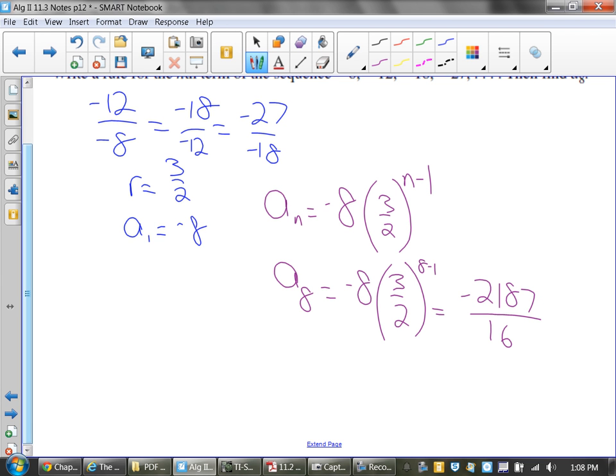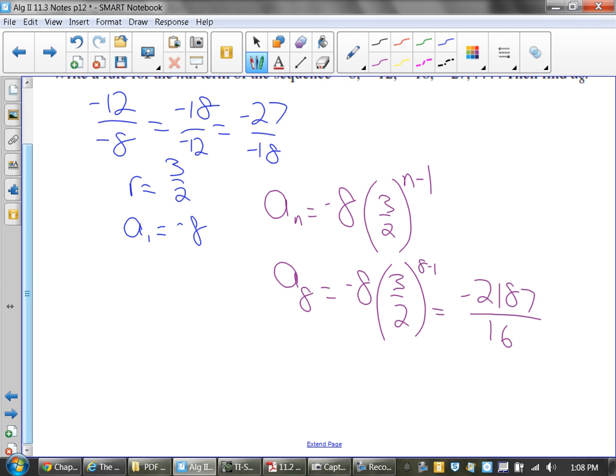Always go second over first, third over second. Work ahead. That's the easiest way to set those things up. Not so bad, is it?